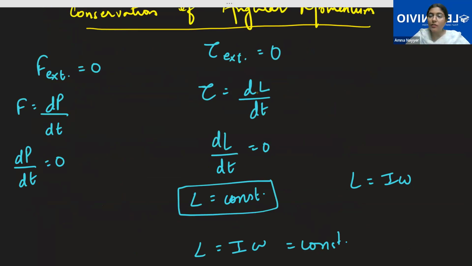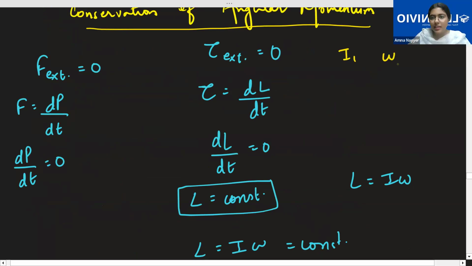So the rate of change of angular momentum is itself 0. So dL over dt is 0. Here in this case, L is constant, that is I omega will be constant, because that's the formula. And wherever you have, let's say, two bodies, you can say the first moment of inertia is there, omega 1 is there.